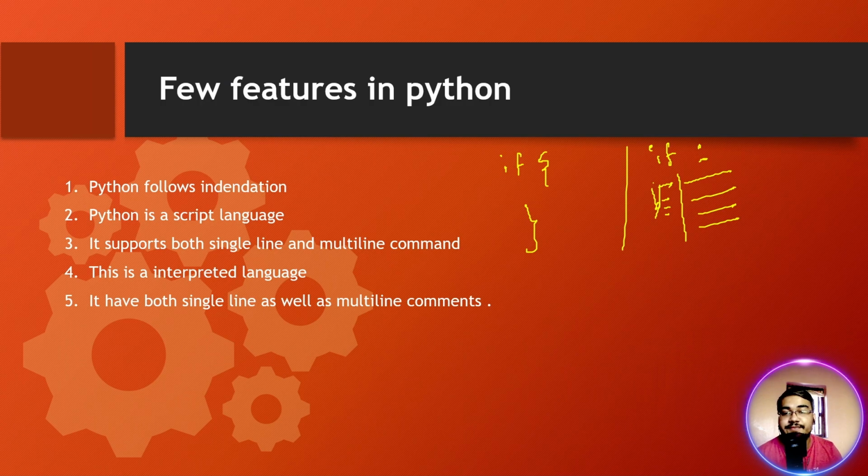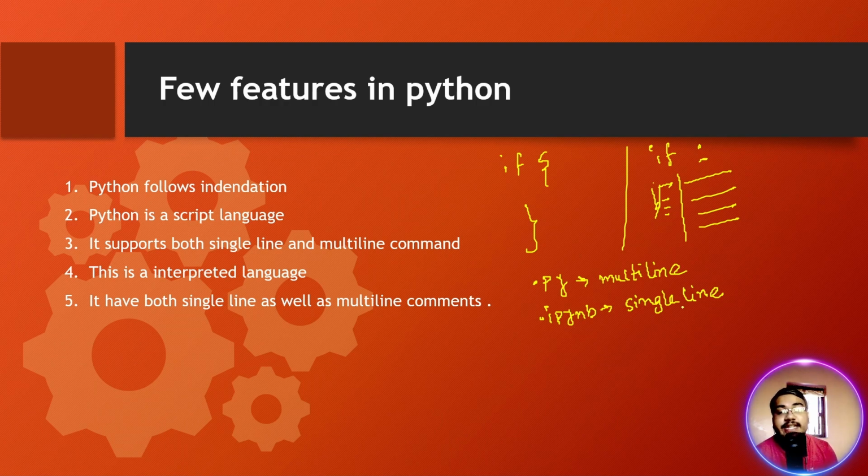Now next is that it supports both single line and multi-line code. Previously, I said Python is a scripting language. Why? Because if we use .py, it gives me the privilege to use multi-line code. If I use .ipynb, it gives me the privilege of single line code. So what is a scripting language? That helps you to build a script whether in multi-line or single line. So this gives me the privilege, right?